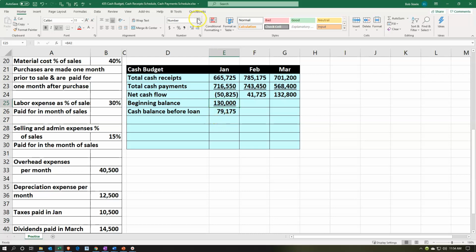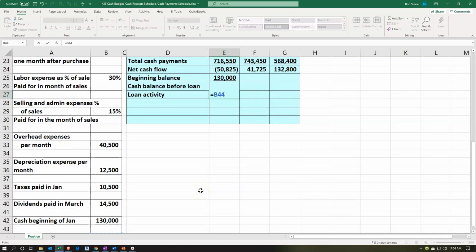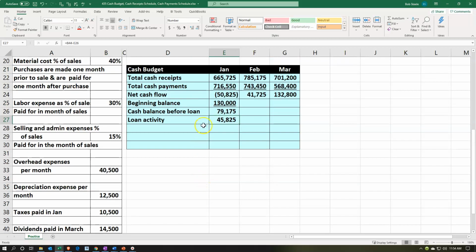So now we want to get to the minimum loan balance here of the 125 because we're below it. So what I'm going to do is take this 125 that we want to get to, minus where we are at, meaning we need another 45,825 to get to, if we sum those two up, the minimum balance we want of 125,000. Therefore, we're going to take out the line of credit for that amount.